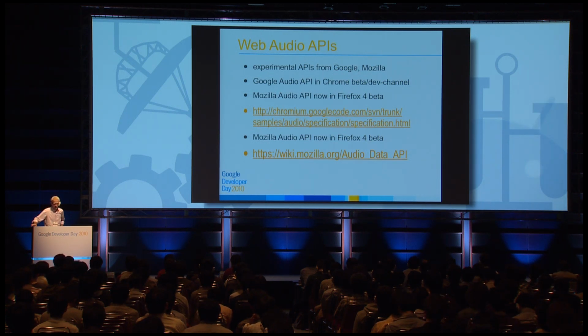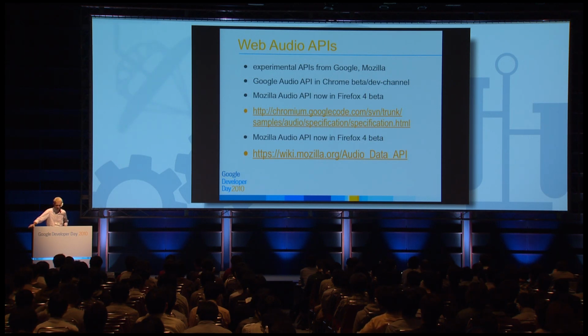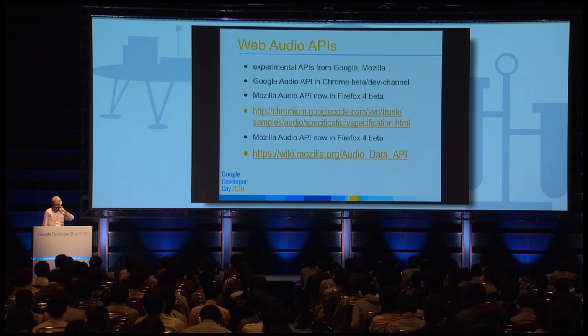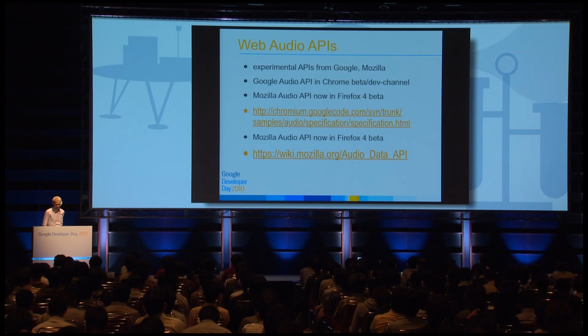Now the Mozilla API is already enabled in Firefox 4 beta. So I know I said that twice, but these are the URLs where you can get information about both of these APIs. The first one is, of course, the Chromium API. And that's a full spec, actually. It's all specced out. The Mozilla document at that URL is not a complete spec. But it's enough that you can actually figure out how to use the API.